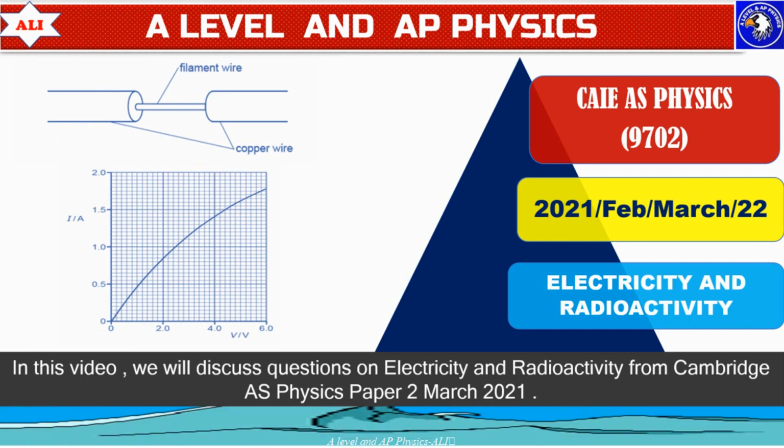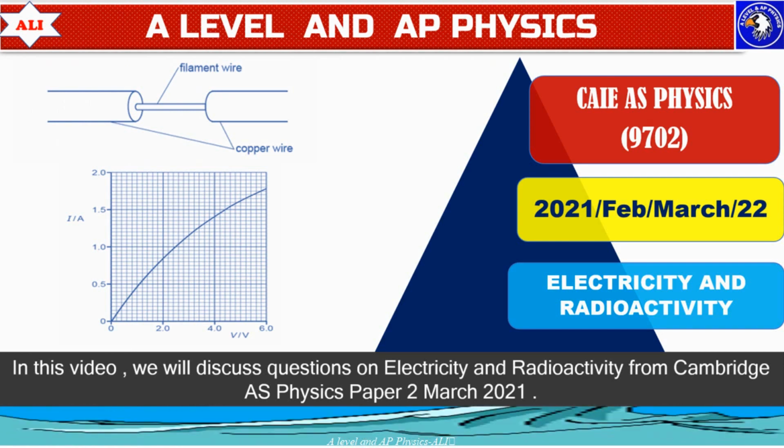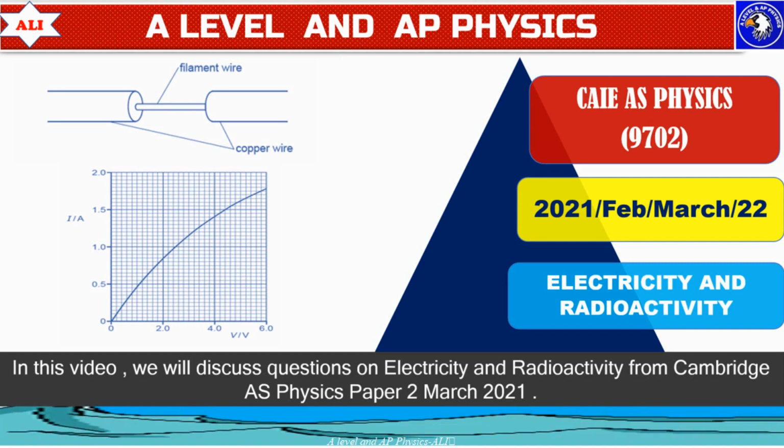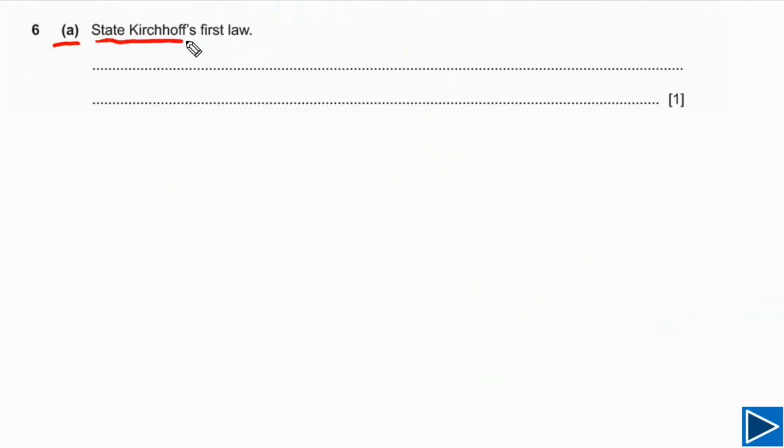In today's class, we will discuss questions on electricity and radioactivity from Cambridge AS Physics, Paper 2, March 2021. Part A is asking us to state Kirchhoff's first law. This is a very common question in past papers. Sometimes in the exam they will ask you to state Kirchhoff's first law, sometimes Kirchhoff's second law. So you need to be very clear about these two laws.